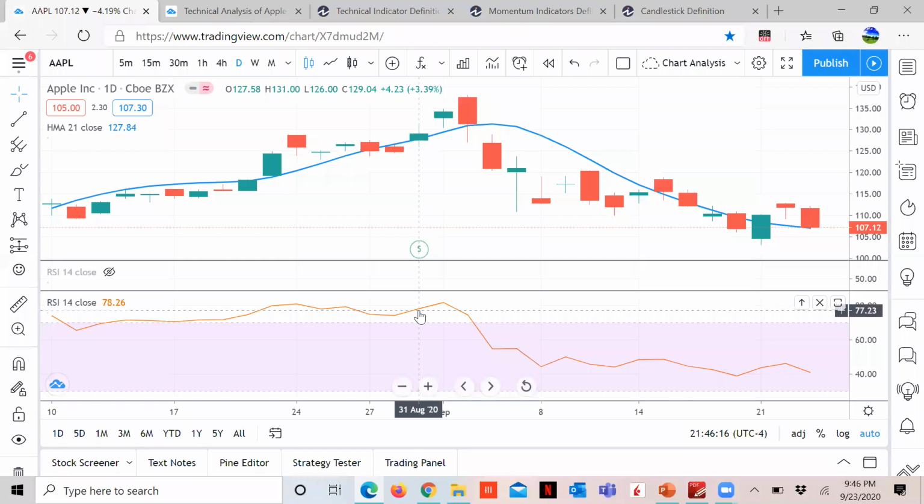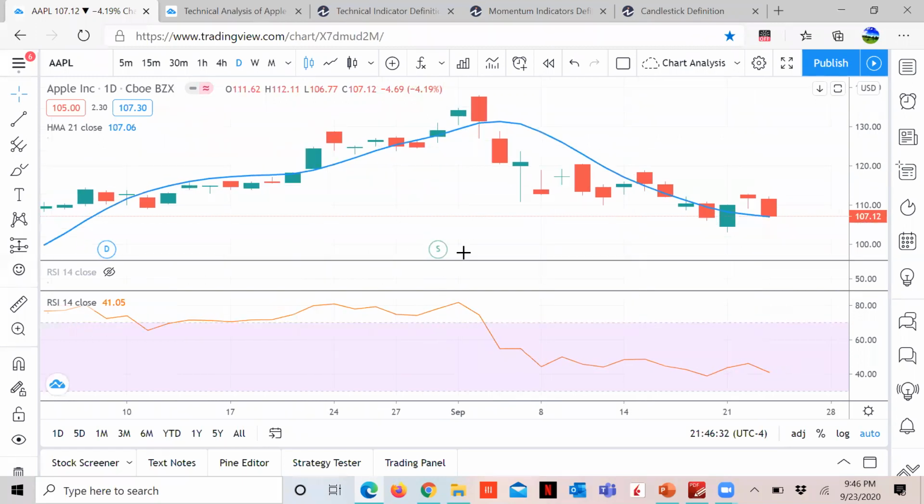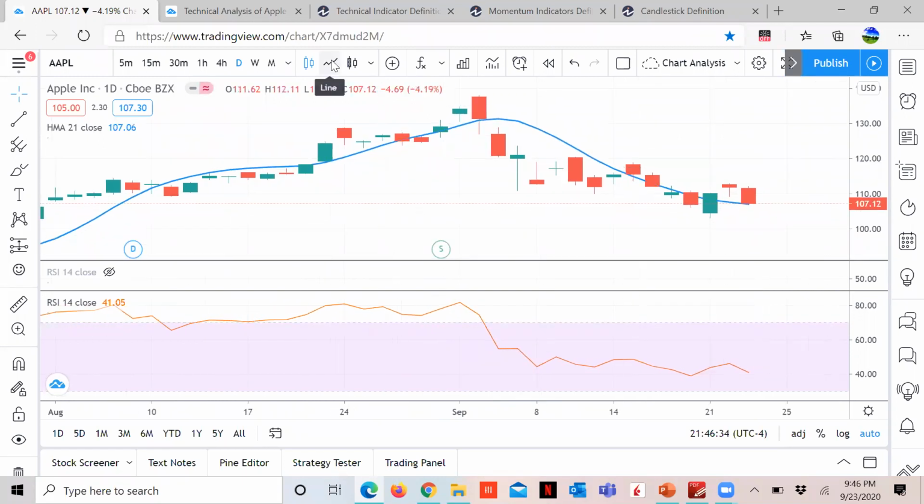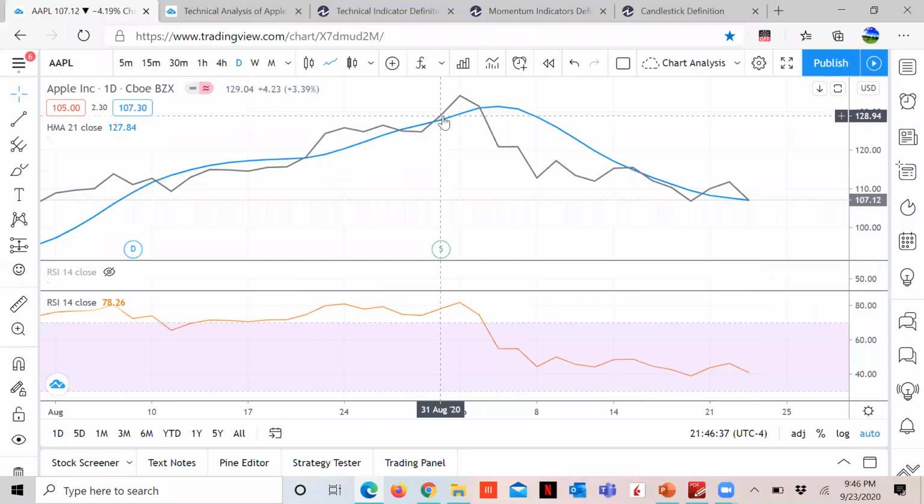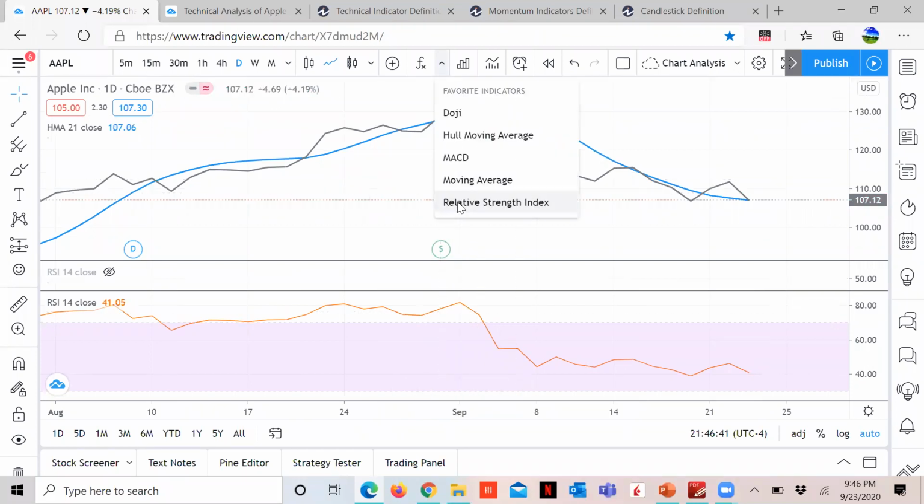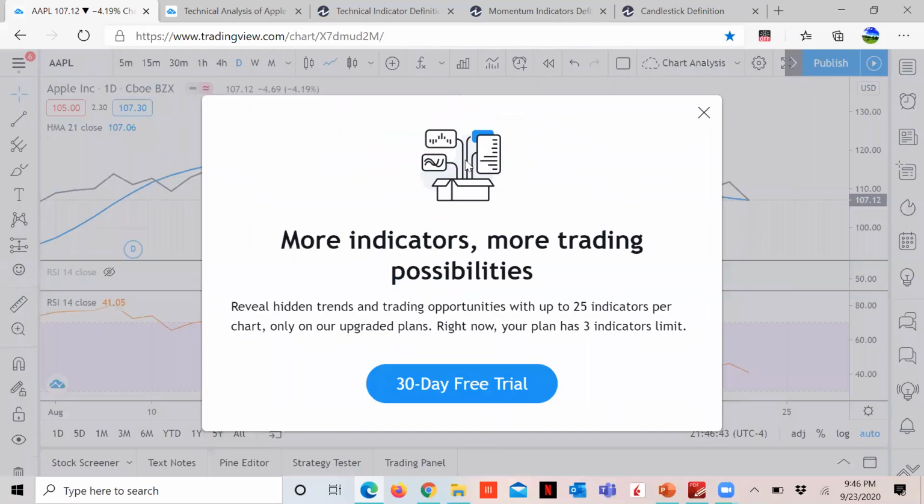So that's the thing. When it's above 70, it's already a red flag. It's flashing a red light, saying it's already overbought. But still, the trend of this line is upwards, and this line is upwards. Let me turn on one more since you're talking about it. I'll turn on the MACD also.